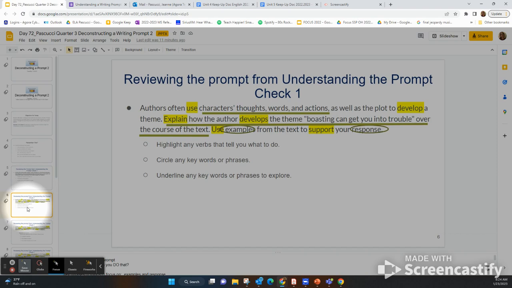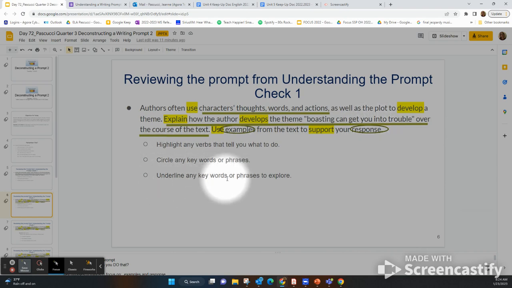And you guys can pause this at any time, okay? We're going to review the prompt from Understanding the Prompt Check 1, okay? Highlight any verbs that tell you what to do. Okay, I've gone ahead and I've done this, okay? I've highlighted the verbs up here. Use, develop, explain, develops, use, support, okay? Circle any keywords or phrases. Some of the things that I thought were keywords and phrases were use examples. So I remember I have to actually get some evidence, okay? And the response, that's your writing.